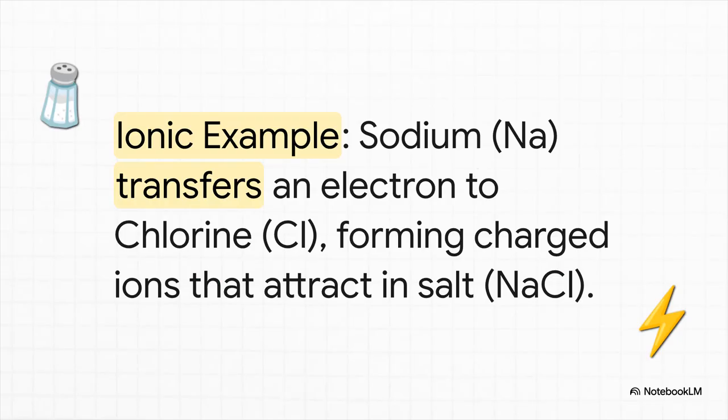A perfect example of an ionic bond? Good old table salt. You see, sodium has one valence electron it is dying to get rid of, and chlorine is desperate to get one more. So sodium just gives its electron over to chlorine. Now sodium is positively charged, chlorine is negatively charged, and as we know, opposites attract. Boom, you get sodium chloride.